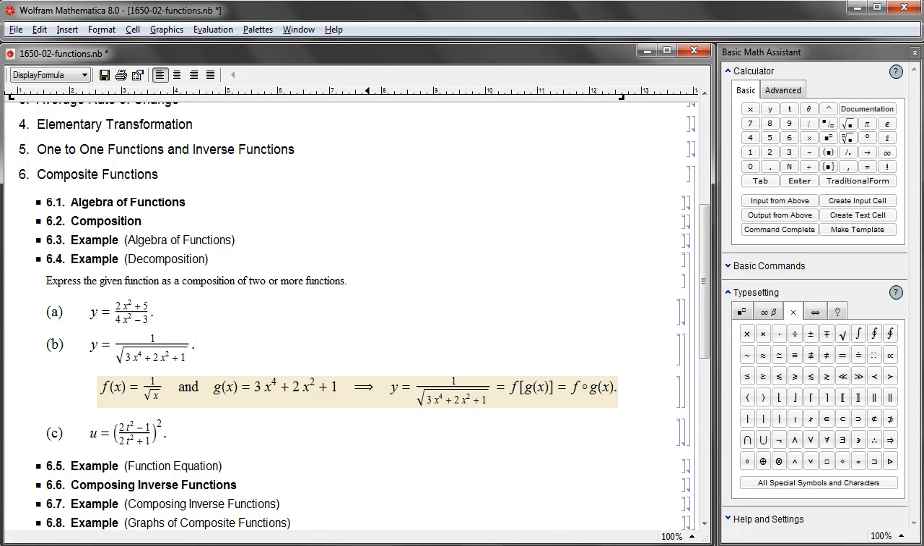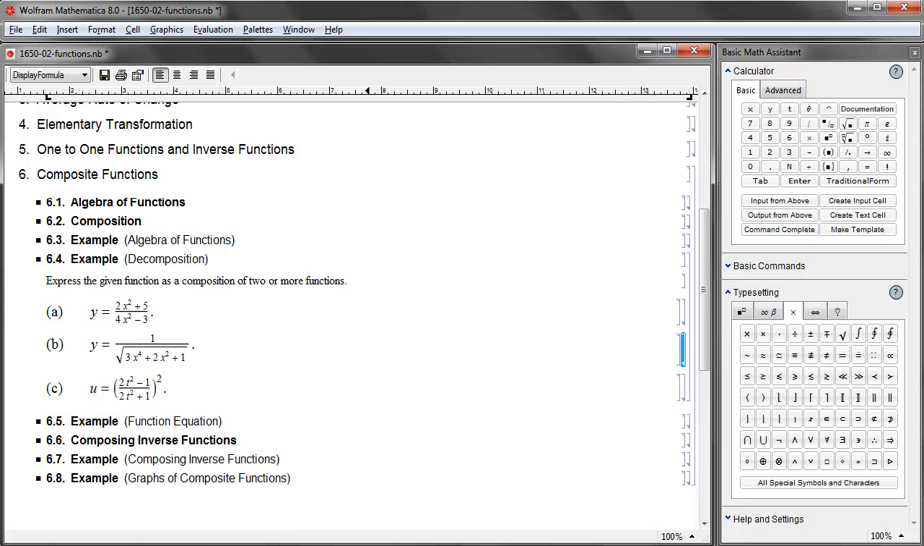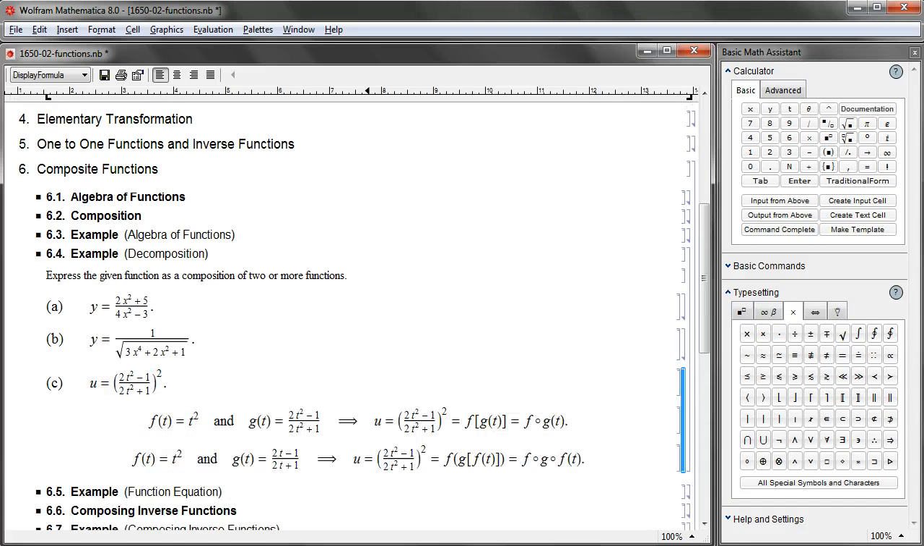Now, if we're going to go a little bit further, here's one such example. We have this thing inside, and then outside is squared. So an obvious decomposition is this. The outside function is f of t equals t squared. The inside function g of t is whatever the inside parenthesis is. And this u, which is this parenthesis squared, is given by f of g of t, or f circle g of t.